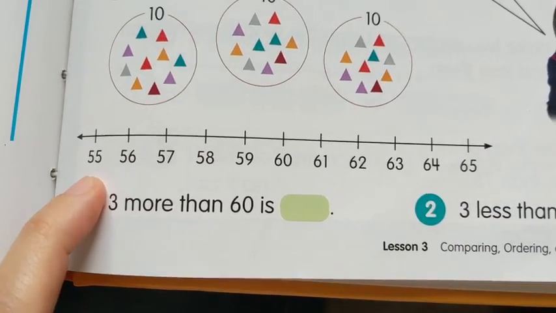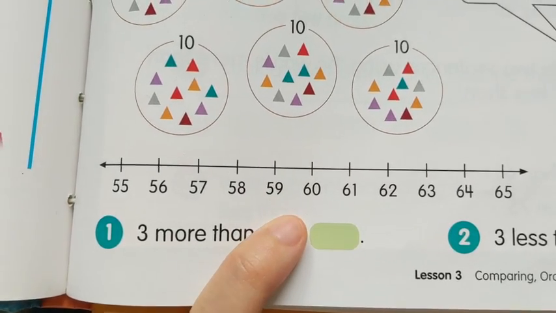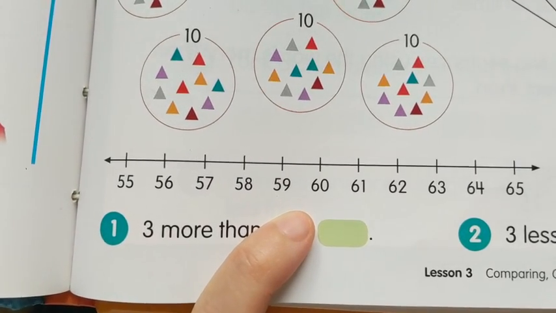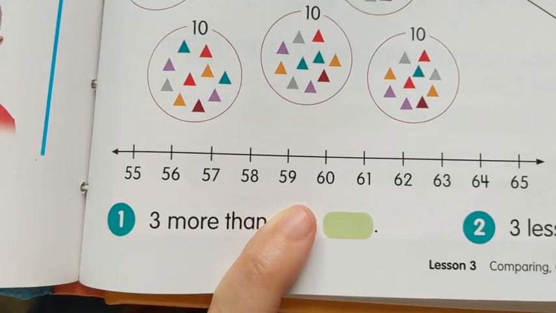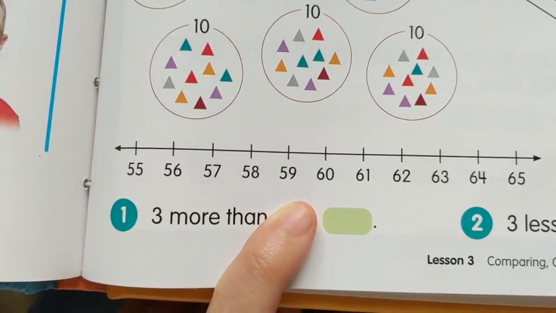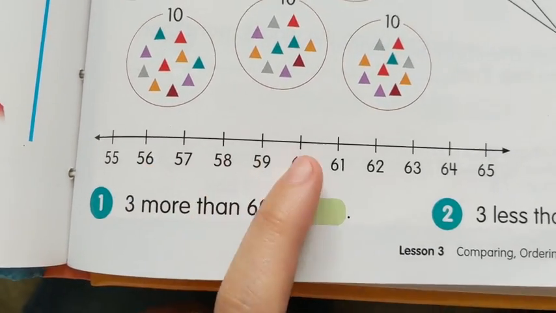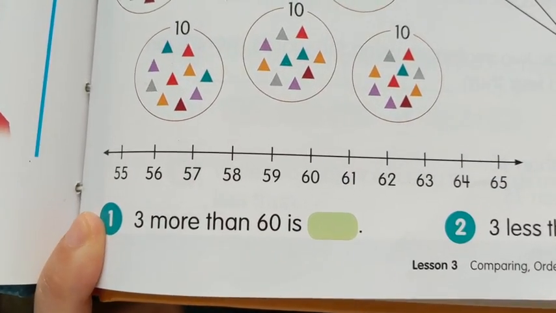This line shows numbers 55 through 65. And the reason why number lines are helpful to us is because you can use a number line to count on to find how many more and count back to find how many less. So if you go this way, you can find out how many more. If you go this way, you can find out how many less.